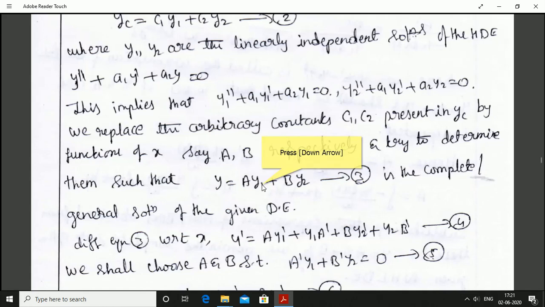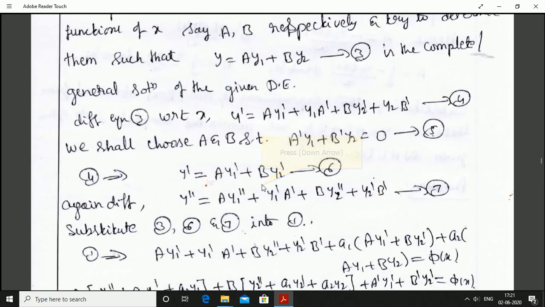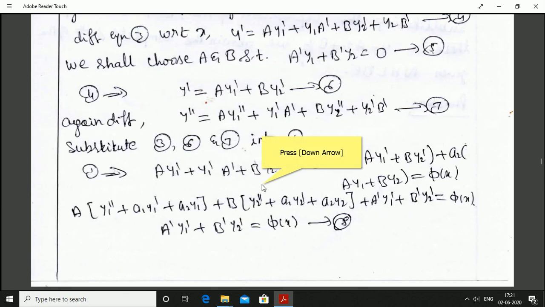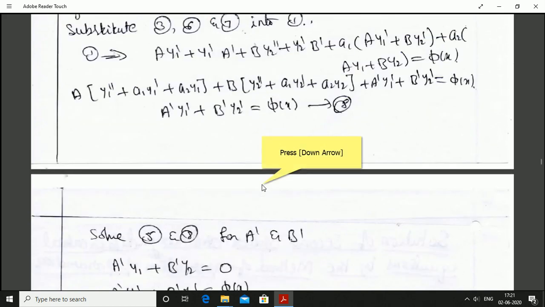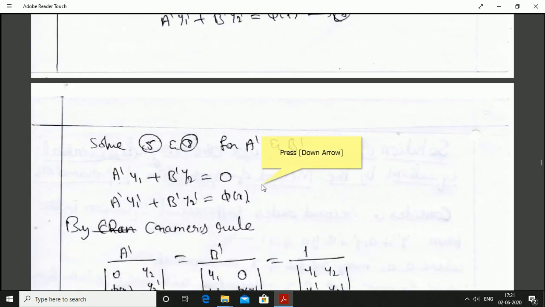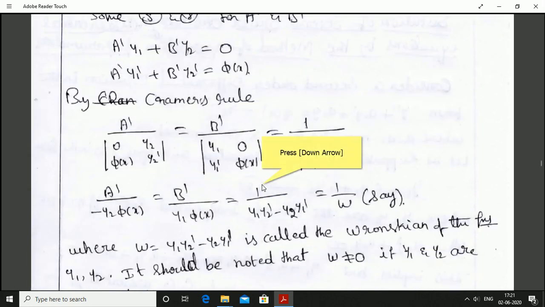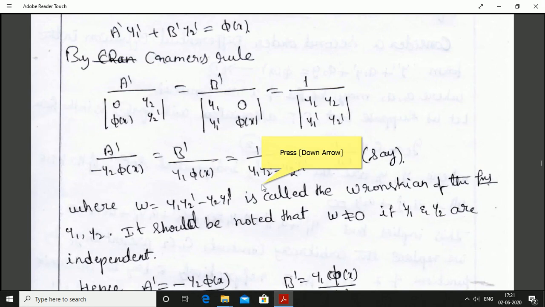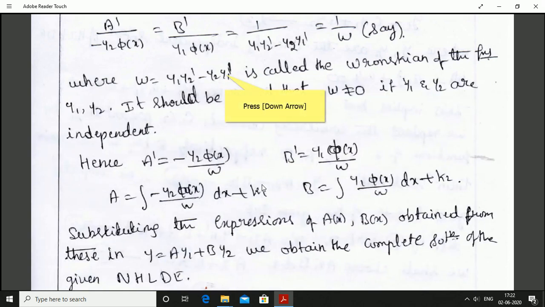And a and b are given by the formula: a is equal to the integral of minus y2 phi(x) divided by W dx plus k1, and b is given by the integral of y1 phi(x) divided by W dx plus k2.